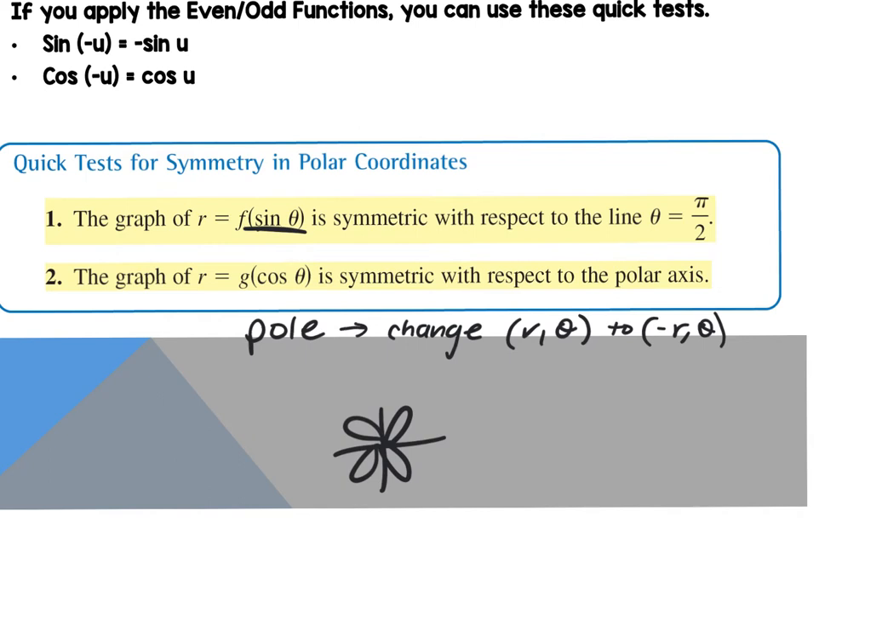So if it's like that, then it's symmetric to... This is actually all 3. This would be to the pi over 2 line because I can fold it along the y-axis and it overlaps. To the polar axis, I can fold it top to bottom, it overlaps. And diagonally, what happens in the first quadrant happens in the third quadrant, what happens in the second quadrant happens in the fourth. So this has all 3, but this is a sine curve equation. Does that make sense?